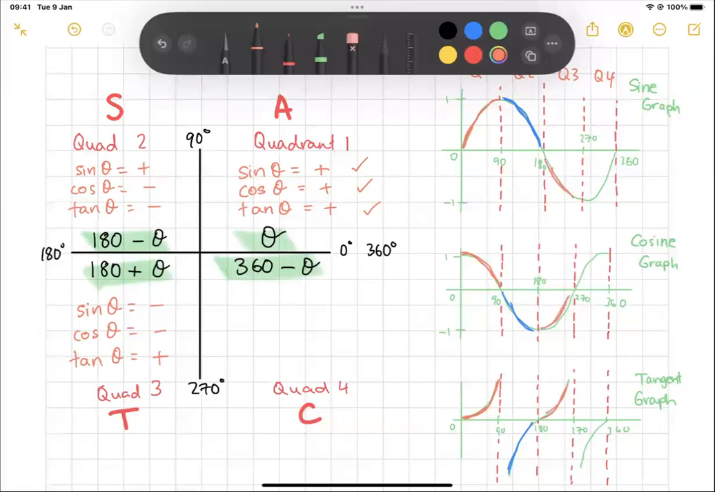Then for quadrant 4, cos is positive. So sine theta and tan theta will be negative, and only cos theta would be positive. Okay, this is the basic unit circle.